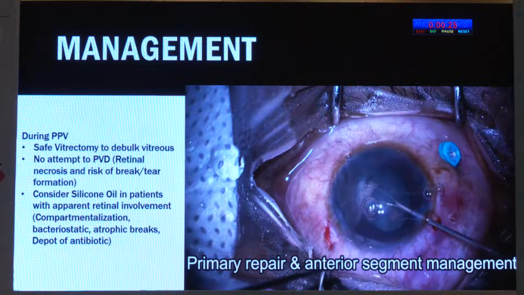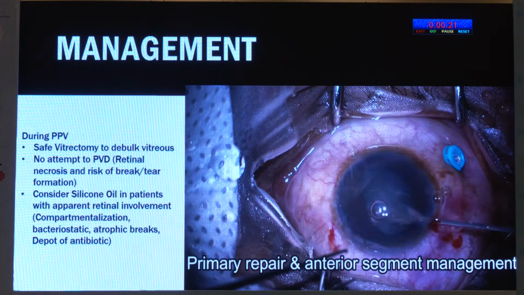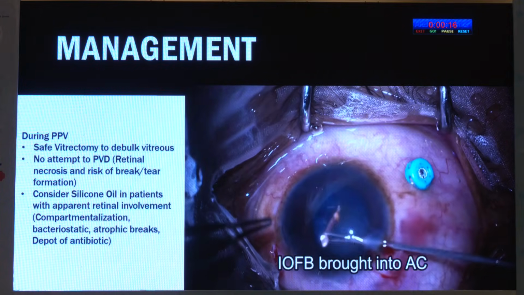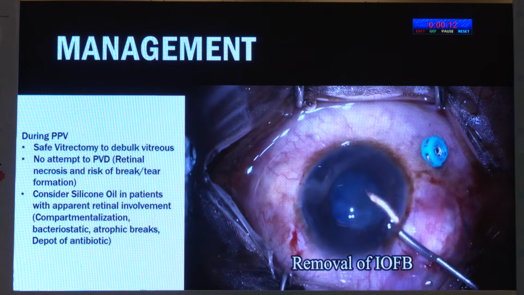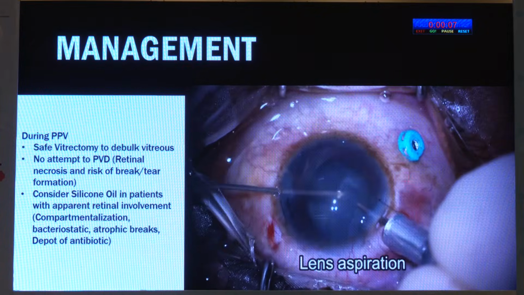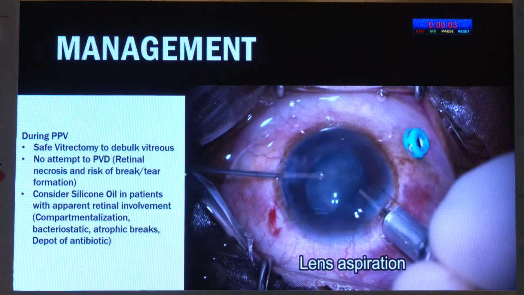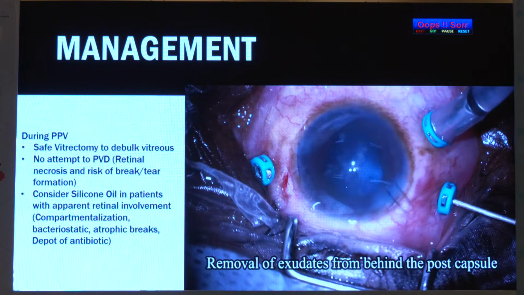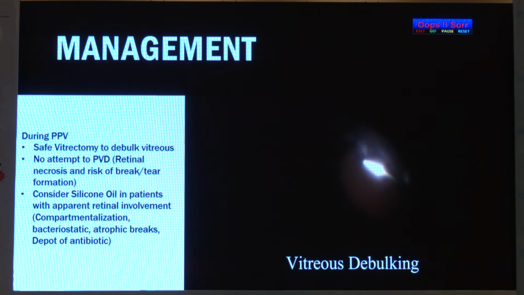What is a safe vitrectomy? EVS has told us that around 50% of the vitreous needs to be removed. We can follow that, although EVS excluded post-traumatic patients, but we can use them as general guidelines in terms of vitrectomy, as well as ensure that we do not attempt a PVD. These patients are prone to develop retinal necrosis or atrophic breaks, or when you're inducing a PVD, a retinal tear may form. As well as keep your tolerance for insertion of silicone oil on the lower side. Any doubt, go ahead, put a silicone oil.